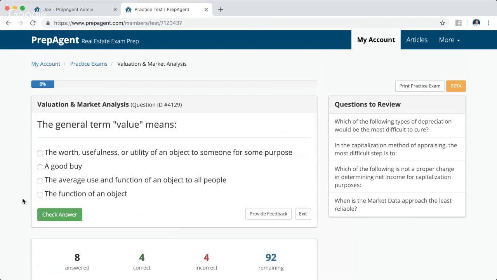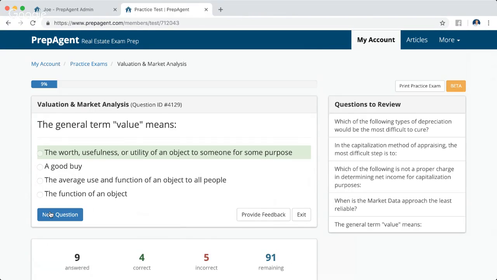The general term value means A, the worth, usefulness, or utility of an object to someone for some purpose, B, a good buy, C, the average use or function of an object to all people, or D, the function of an object. The worth, usefulness, utility of an object for some purpose.